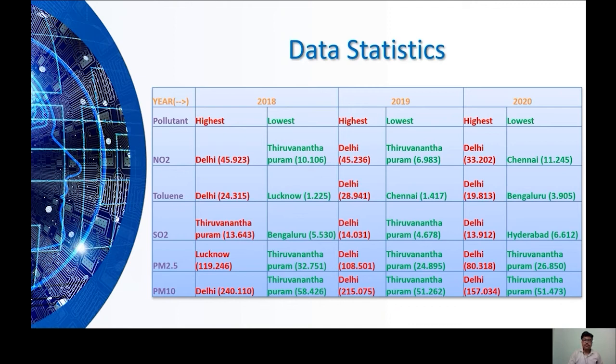For example, if we take the third row, then it shows that for the pollutant NO2, Delhi has the maximum average NO2 concentration in the years 2018, 2019 and 2020, while Thiruvananthapuram has the lowest average concentration of NO2 for the year 2018, 2019, and for the year 2020, Chennai has the lowest average concentration of NO2. Similarly, we can check for other pollutants too.